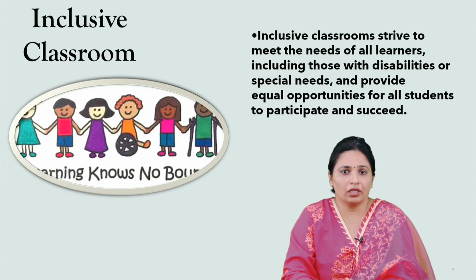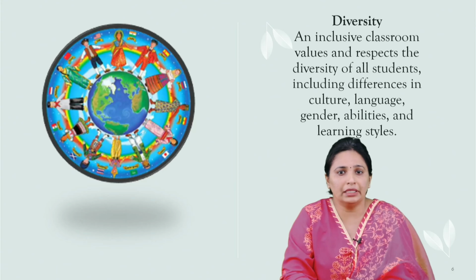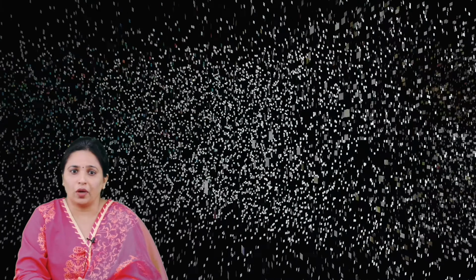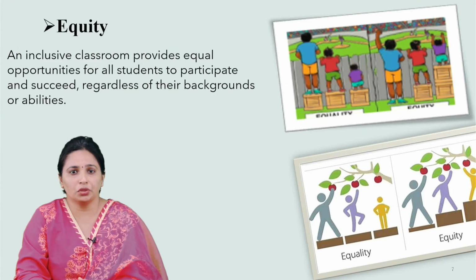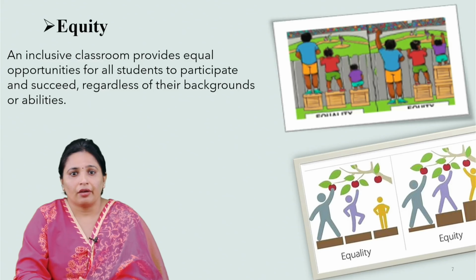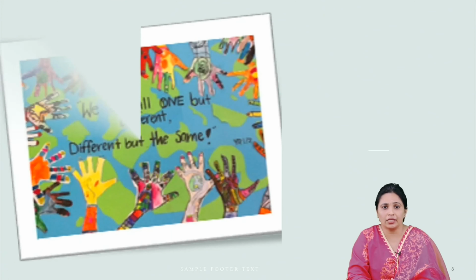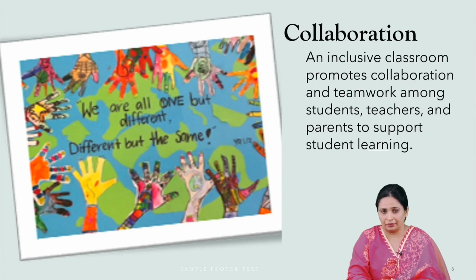Some key elements of an inclusive classroom are diversity. An inclusive classroom values and respects the diversity of all students, including differences in culture, language, gender, abilities, and learning styles. Equity. An inclusive classroom provides equal opportunities for all students to participate and succeed, regardless of their backgrounds or abilities. Collaboration. An inclusive classroom promotes collaboration and teamwork among students, teachers, and parents to support students' learning.